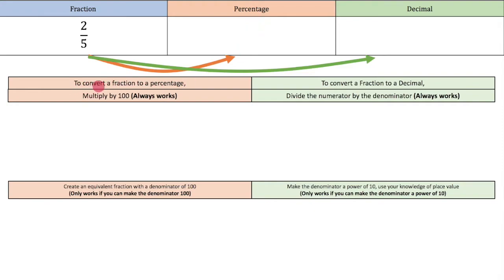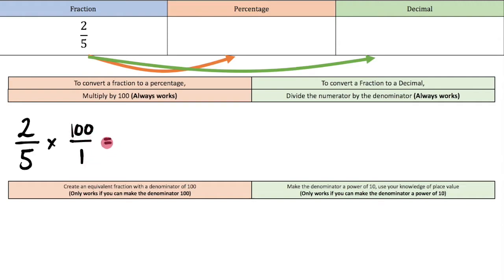So it says to convert a fraction to a percentage, multiply by 100. And in brackets here, I've written, this always works. It always works. You can always do this. If you have a fraction, so in this case, 2 over 5, you multiply it by 100. Now, when I multiply a fraction, I always like to multiply it by another fraction. So I'm going to write 100 as 100 over 1.